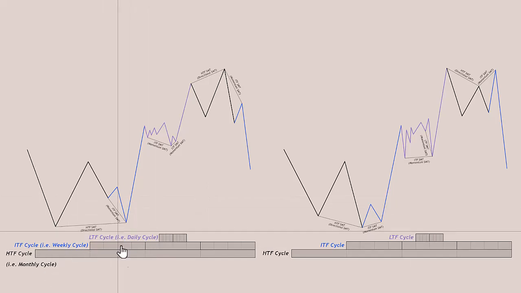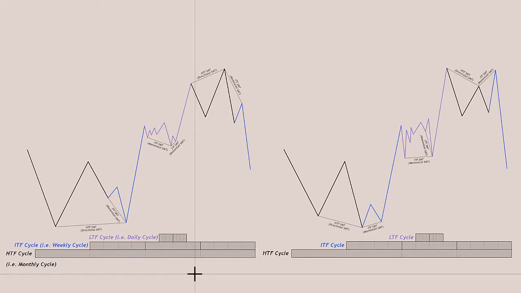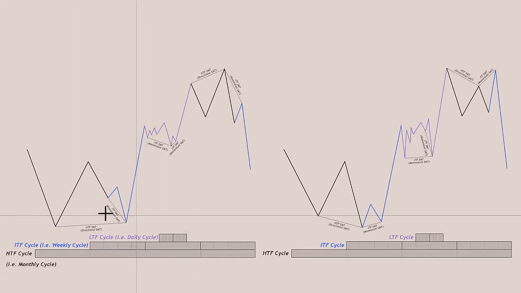Once again, you can interchange these cycles as you'd like. You just move it up one or move it down one cycle. So once again, if you have a directional SMT, let's say on the higher time frame cycle, in this case, the monthly cycle, then you're pretty much looking for bullish price action for the monthly expansion.